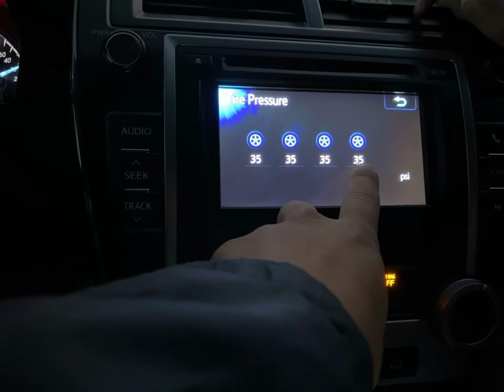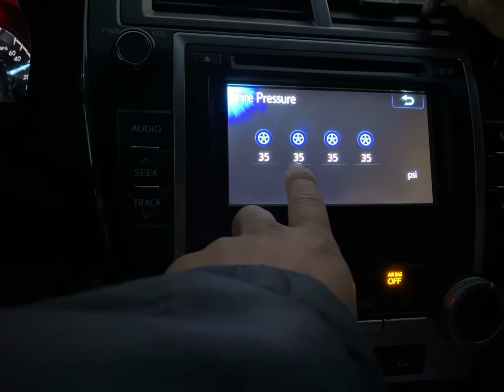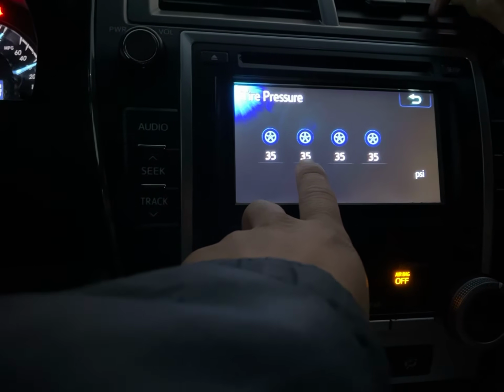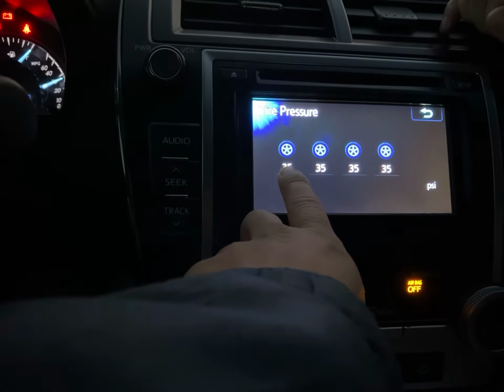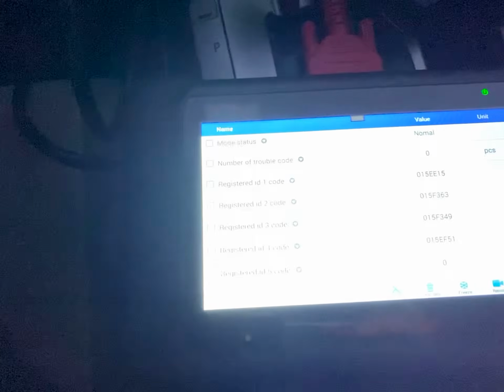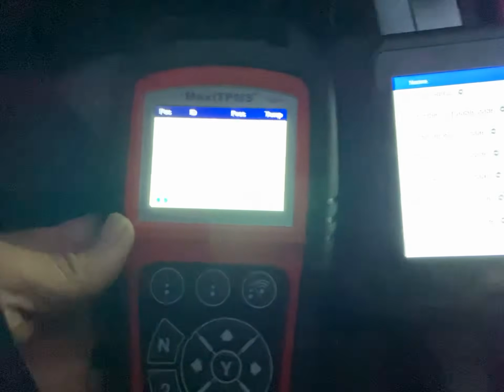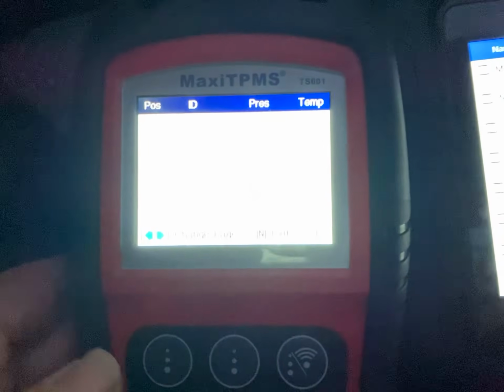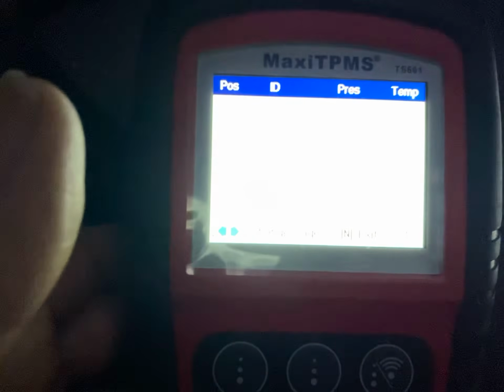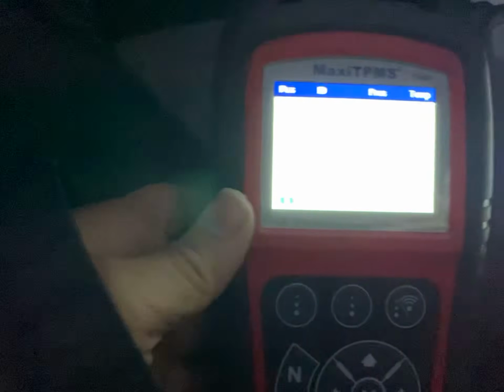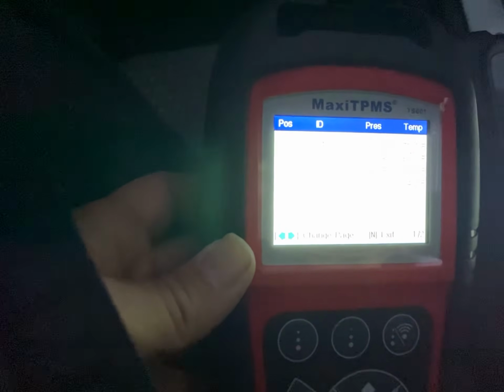Driver rear. This is also rear of the passenger. This is passenger front. Okay, so that corresponds to scanner numbers. Why is the screen so dark? I think they may have rotated the tire at some point, and the sensor goes with the tire, I think.